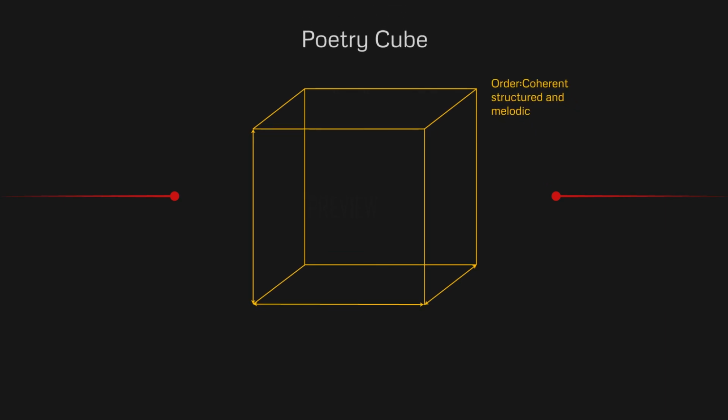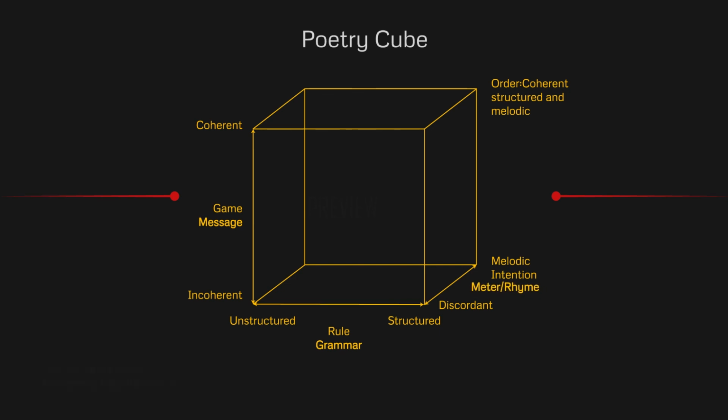Poetry cube. Order: coherent, structured, and melodic. Game, content: coherent. Incoherent, unstructured, discordant. Rule: grammar. Melodic, intention: meter, rhyme. Chaos: unstructured, incoherent, and discordant.